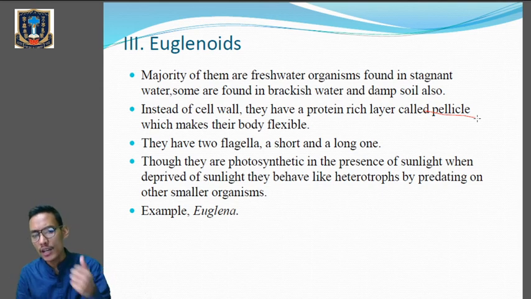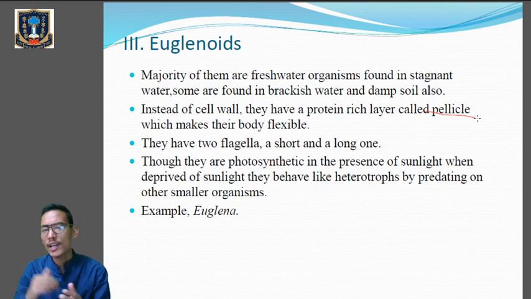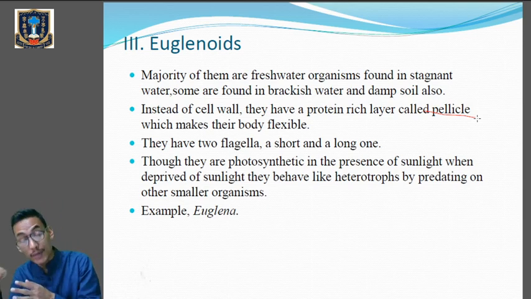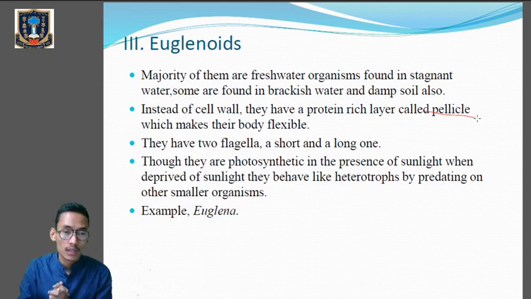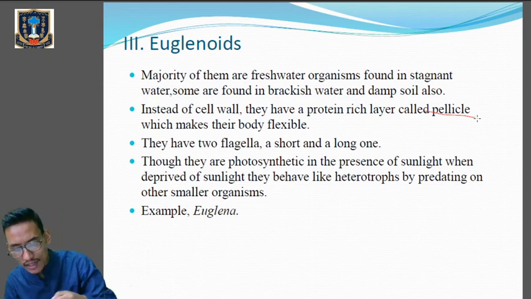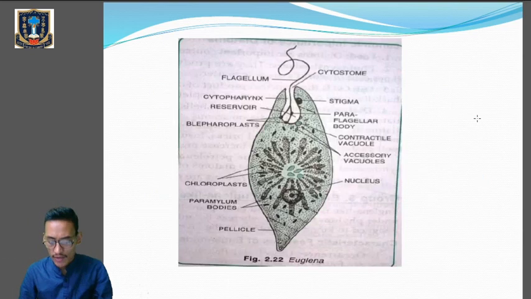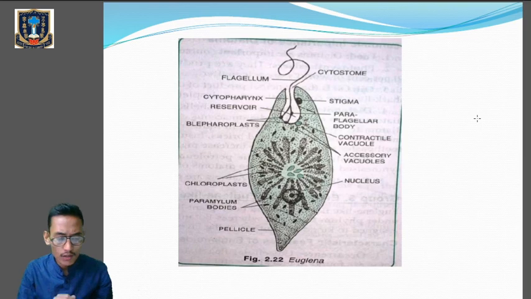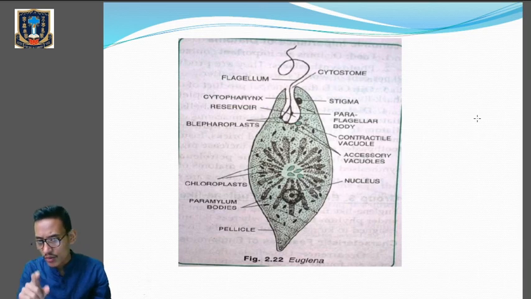They have 2 flagella. One is long and one is short. So flagella will help in locomotion. Though they are photosynthetic in the presence of sunlight, whenever they are deprived of sunlight, they will move to the heterotrophic mode of nutrition. Example is Euglena, and you can see the diagram of Euglena over here. Clear? So this is the common example of euglenoids. The example is Euglena.